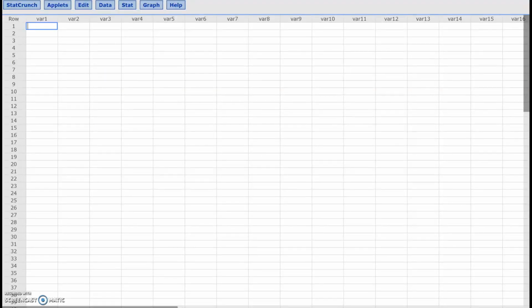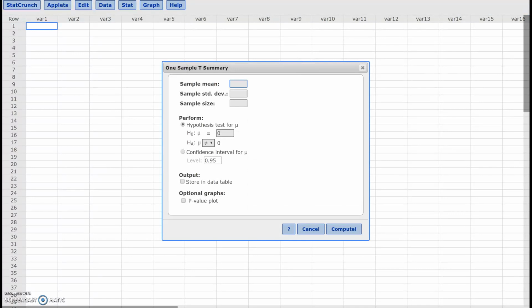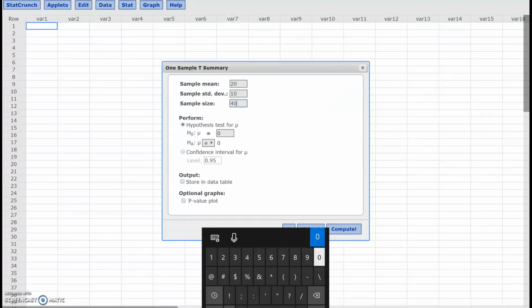The first thing I'm going to do is click on Stat, which is the third last column. Then I'm going to go to T Stats because we're looking for a t-test. Then One Sample, With Summary. It asks you for the sample mean. Let me make something up. Let's say my sample mean was 20, my sample standard deviation was 10, and I had 40 samples.